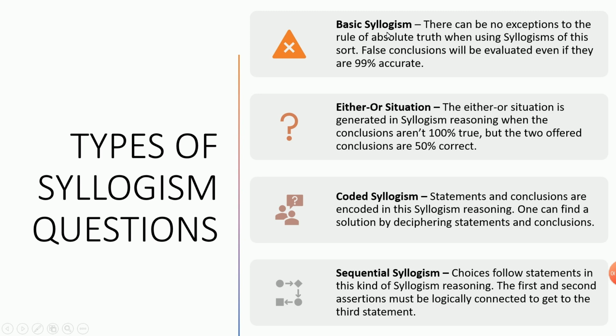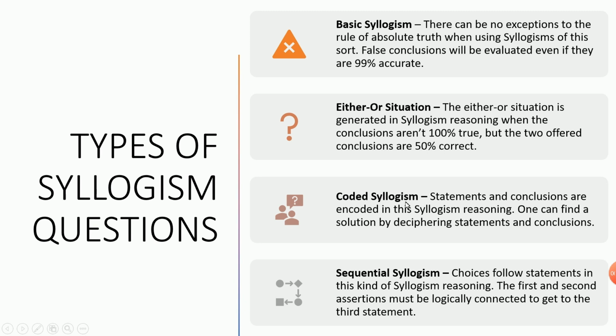So basic syllogism, only they are trying to find out absolute truth. So false conclusions will be evaluated even if they are 99% accurate. Then the next one is either or situation, either this or that. If you have drawn a diagram in maths, you might have known. So when drawing a Venn diagram, you either get this thing or that thing. Likewise we can achieve. So here conclusions aren't 100% true, but the two offered conclusions are 50% correct.